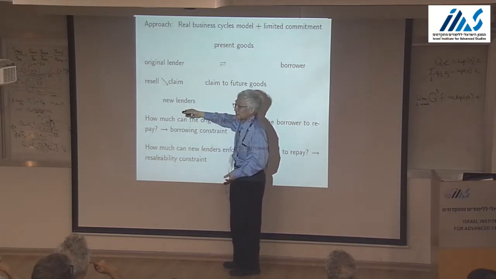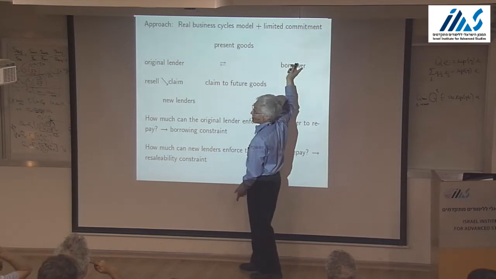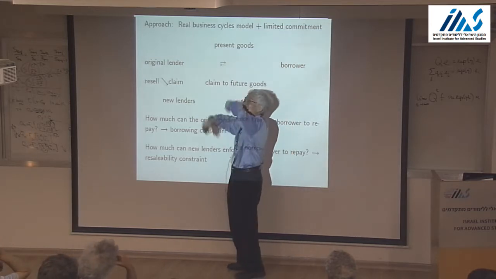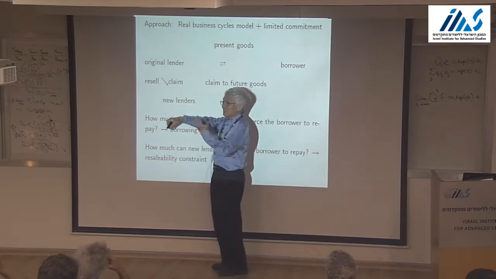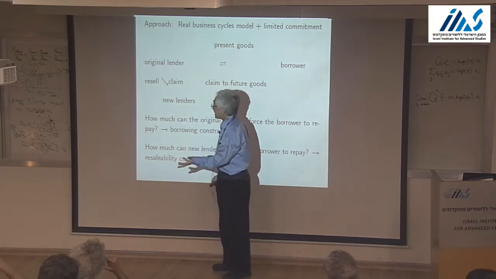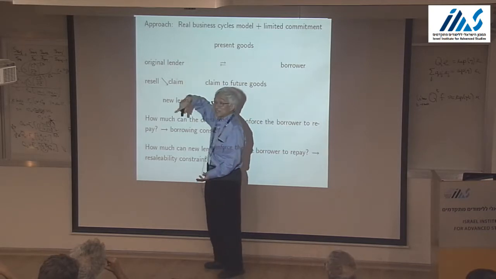The new lender is the other people, actually not the borrower, not the original lender, some other people. People take turns, like 1, 2, 3. So the new lender is somebody who has a saving opportunity, but doesn't have an investment opportunity.